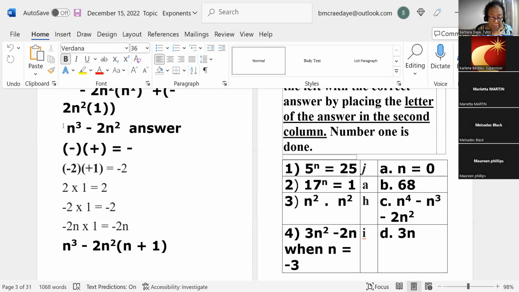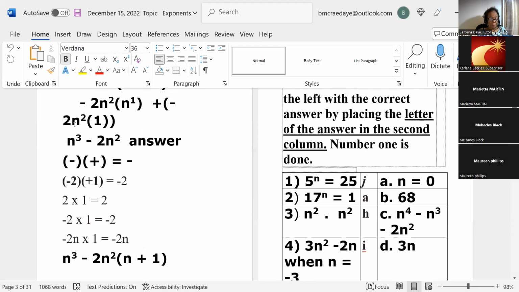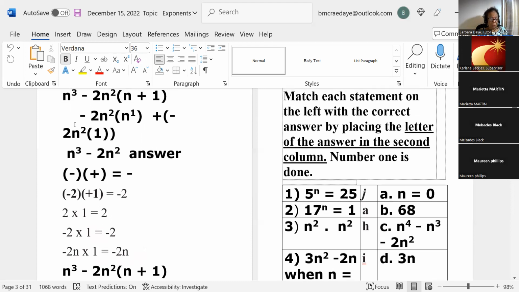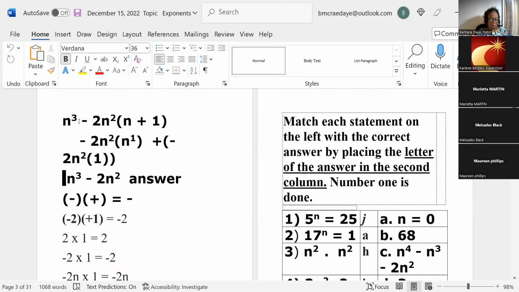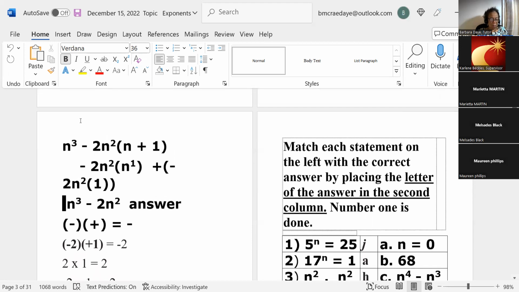N to the third minus 2n to the second. Which one does that match? Number D. Number 7, D. Number 7 is not D. You're giving me the answer right there. A, B, C, D.